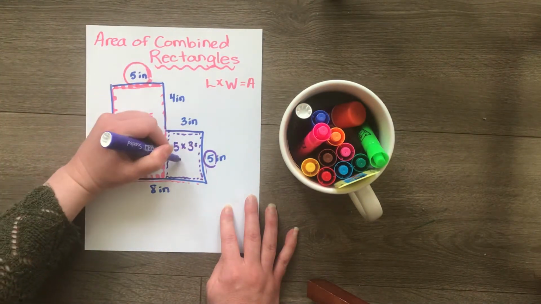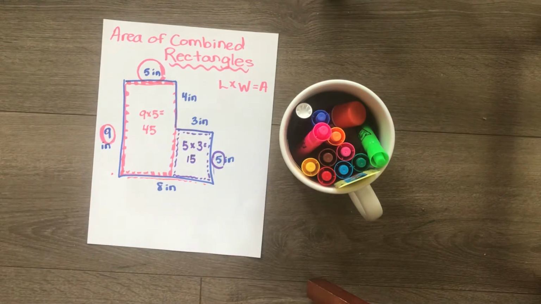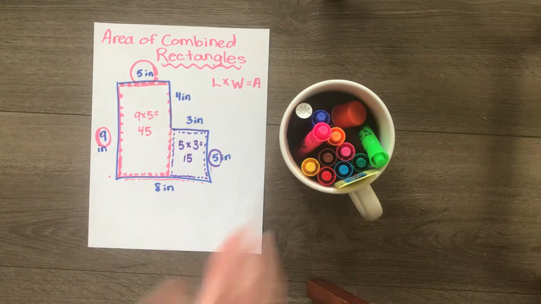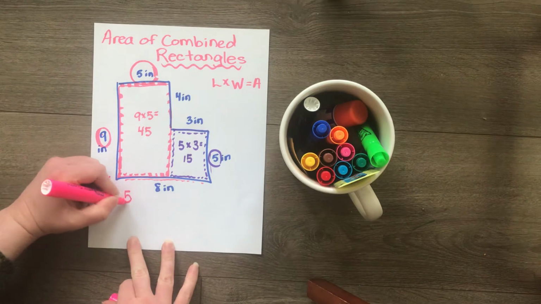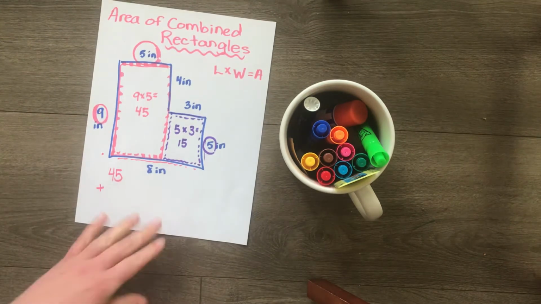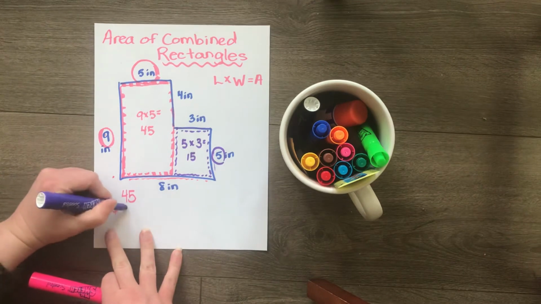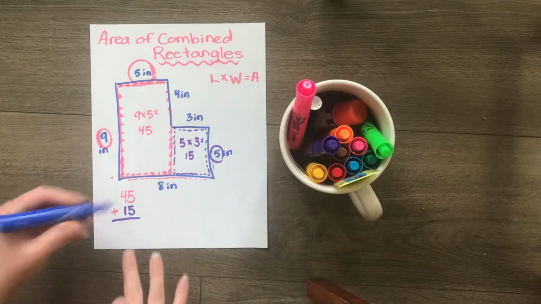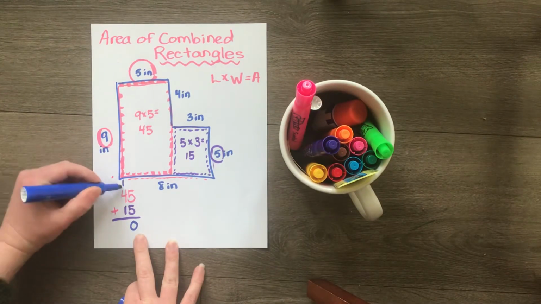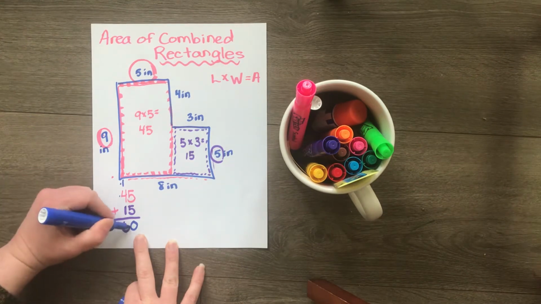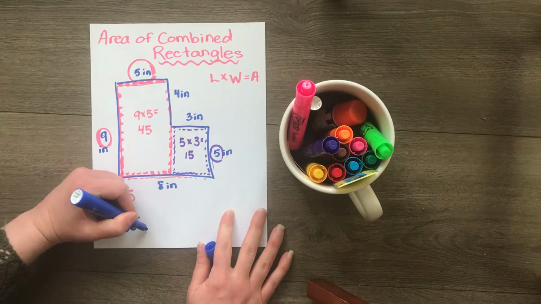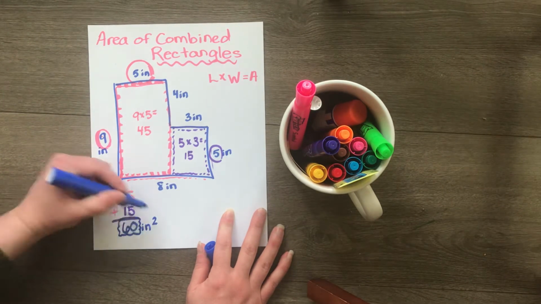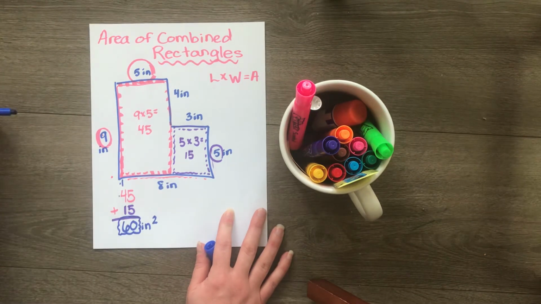All right, what is 5 times 3? 15, that's it. Now I'm going to take my two numbers and add them together down below. So I have 45 and I have 15. My total, I must add: 5 plus 5 is 10, carry the 1, 1 plus 4 is 5, plus 1 is 6. So my total area is 60 inches squared. Because remember, we always include inches squared when we find our area.